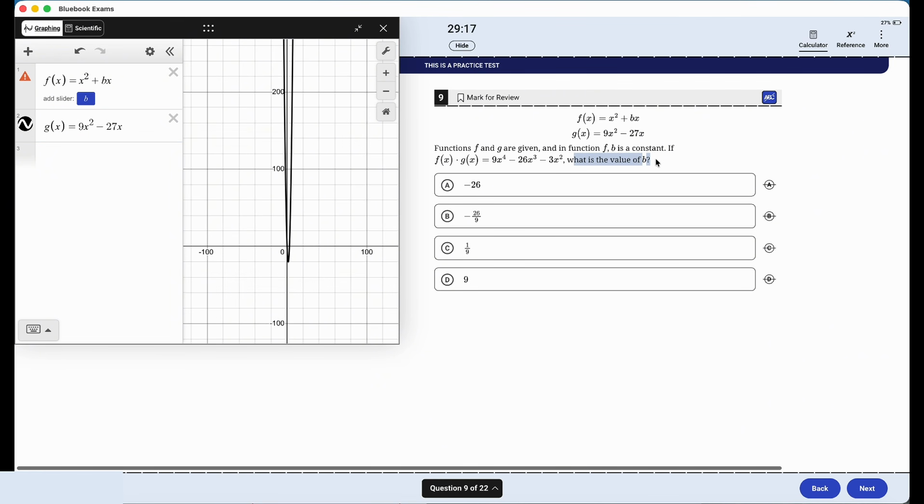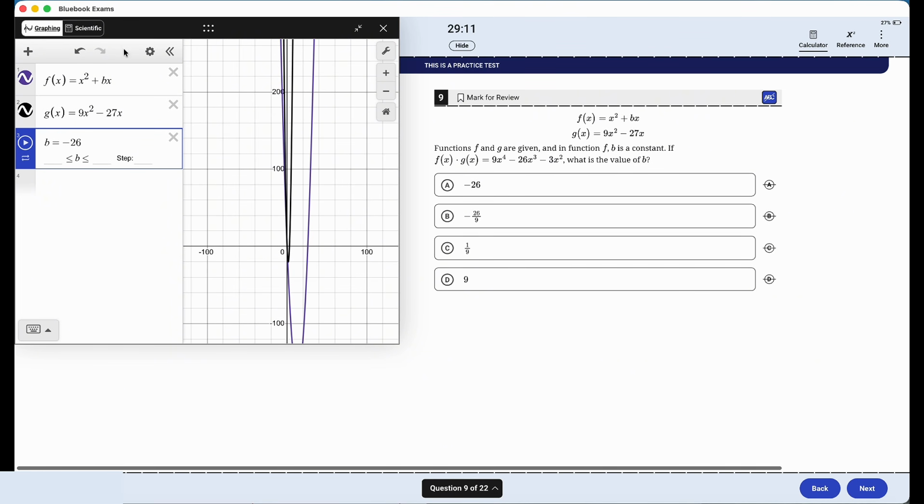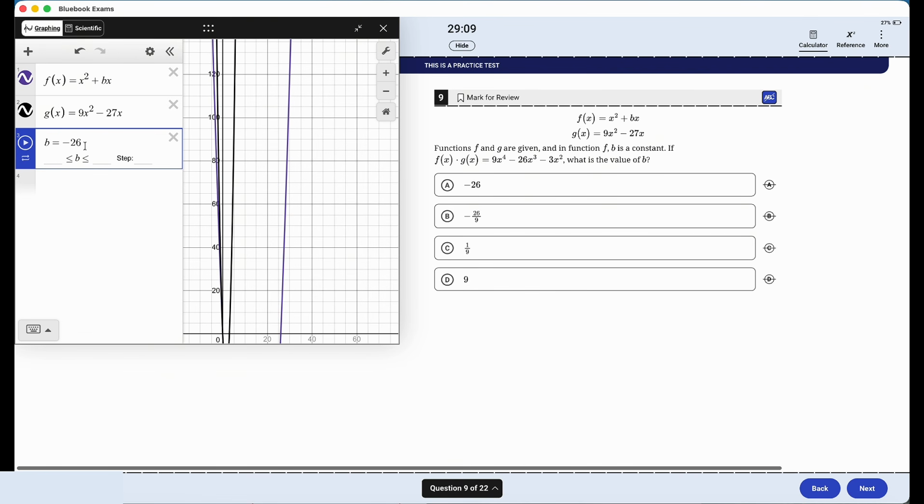But you see, that's the question. The question's asking us for what value of b. So if I start with A, and I tell it B is negative 26, you see now it draws F and G and there's no errors. Now the question though wants us to do F of X times G of X.